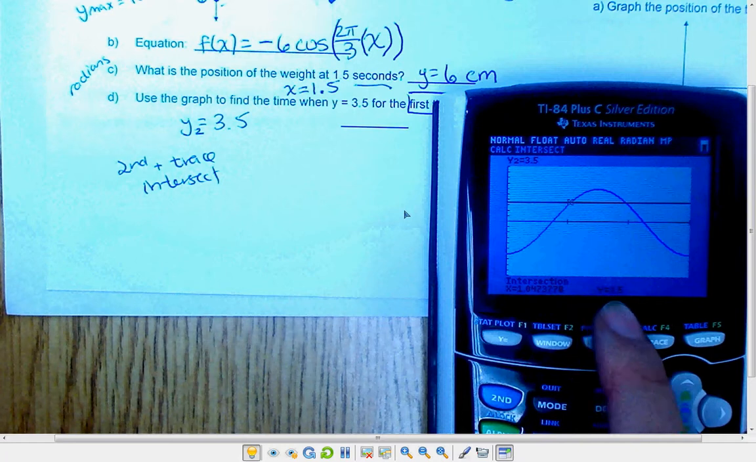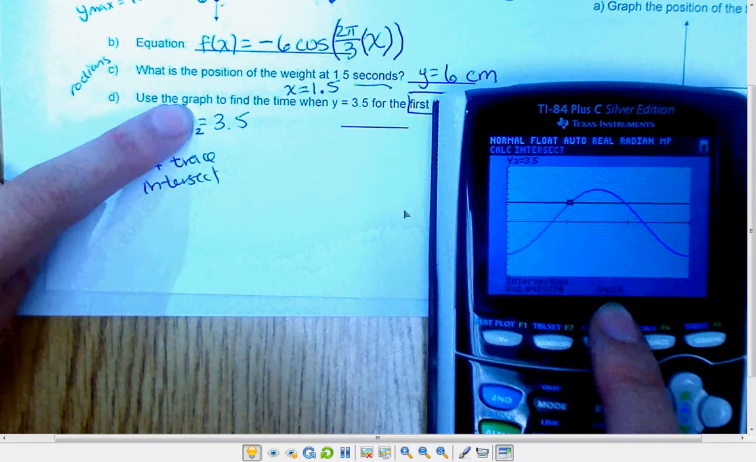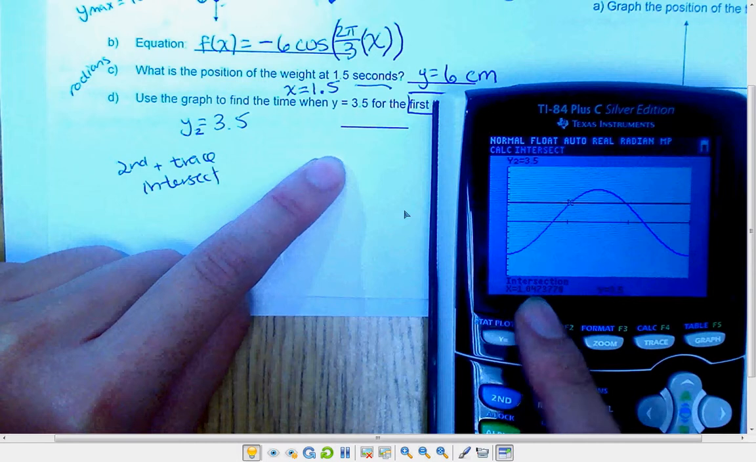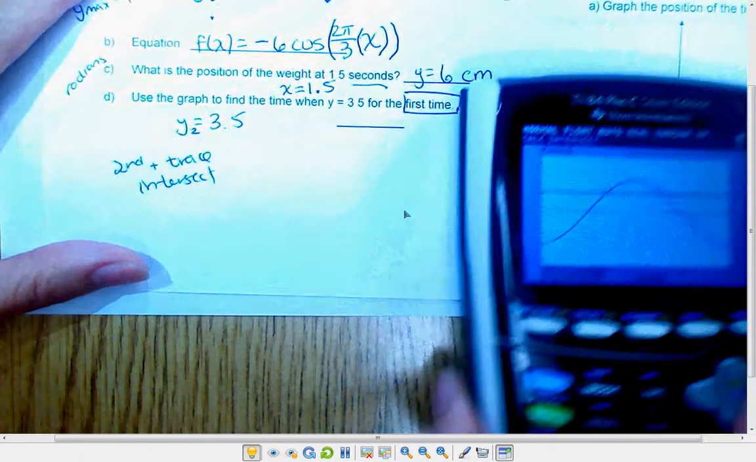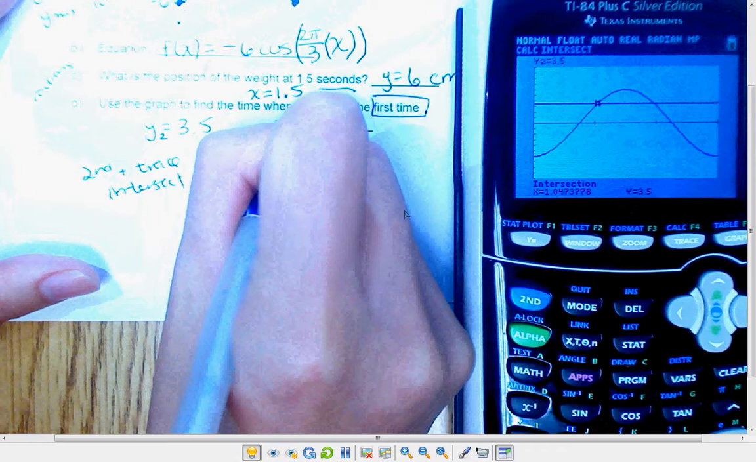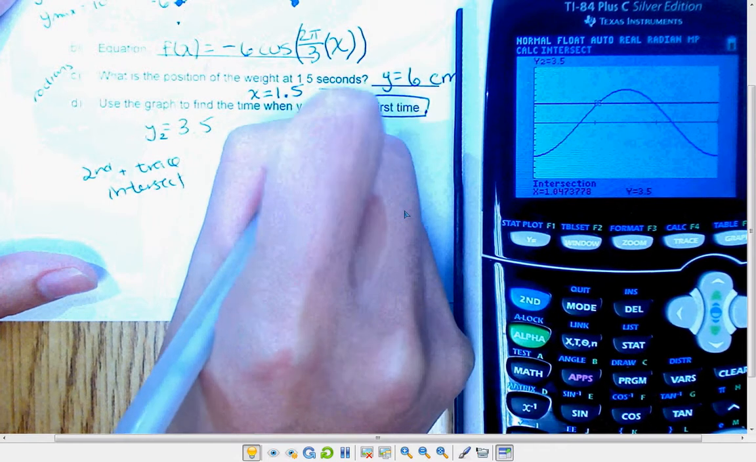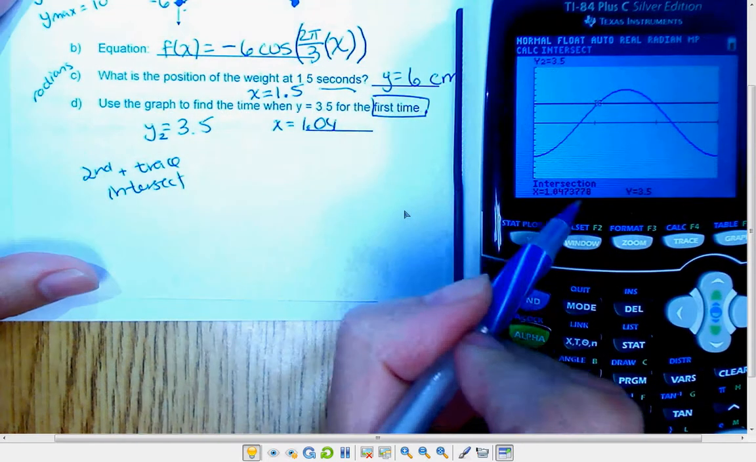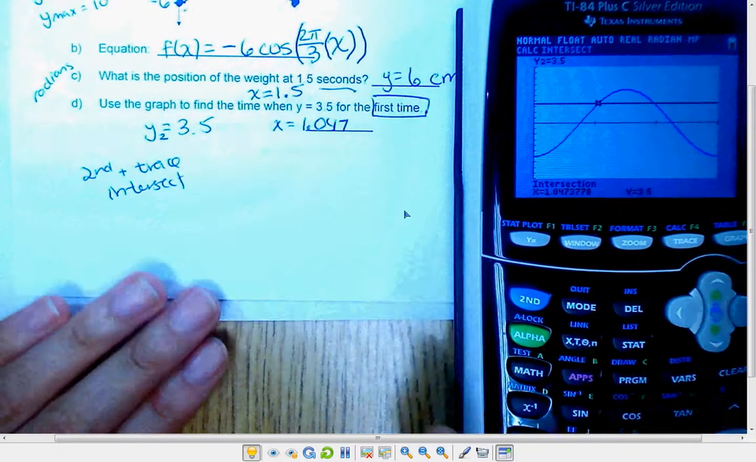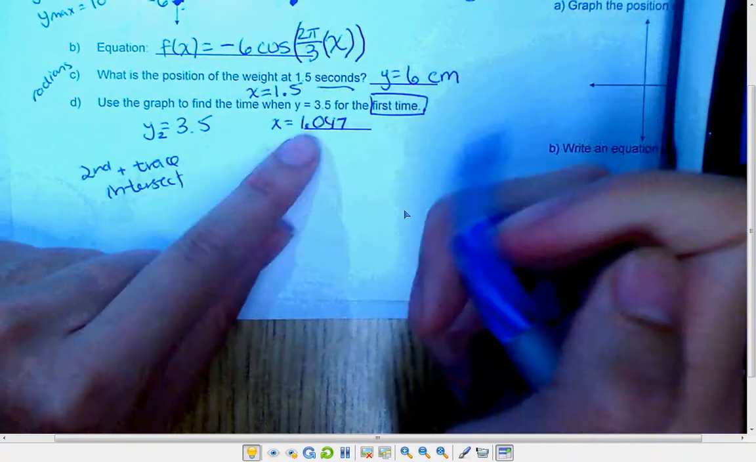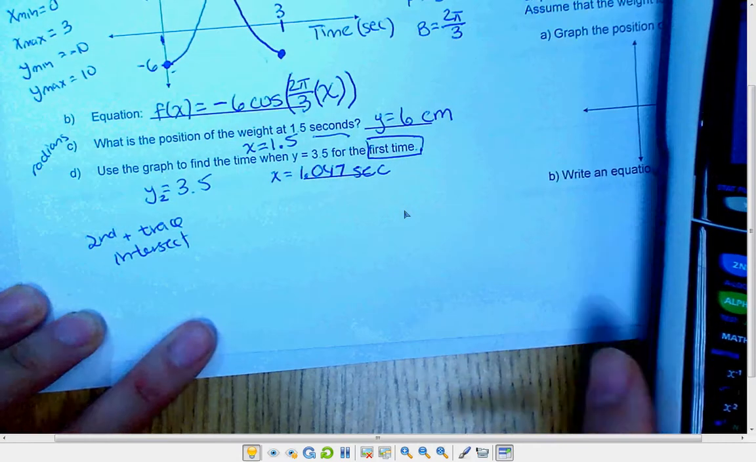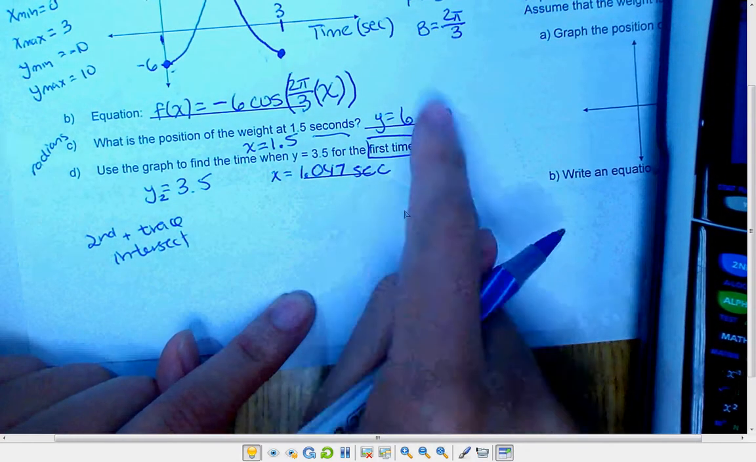So here your y value is 3.5, which is what we want. And now our x value is 1.04737778. Just like before, we're going to round this to 3 decimal points. So this is 1.047, and the 3 tells you that you keep the 7 as a 7, don't round it to an 8. Because your x value is time, this is in seconds. So yes, it's very important that you have units.